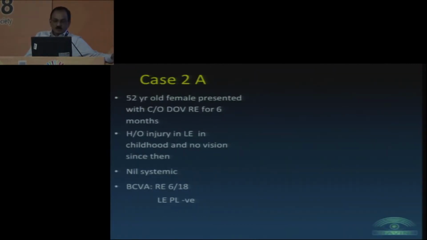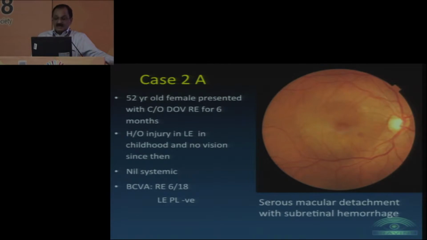So that's one. The second case that I'm going to talk about is a new entity which you might be hearing more often. This is a 52-year-old female who presented with defective vision of 6 months duration in the right eye; the other eye she had already lost in childhood, so she's one-eyed. Presented with a visual acuity of 6/18, and the other eye was PL negative. When you see this patient, what do you see here? There is a serous macular detachment.